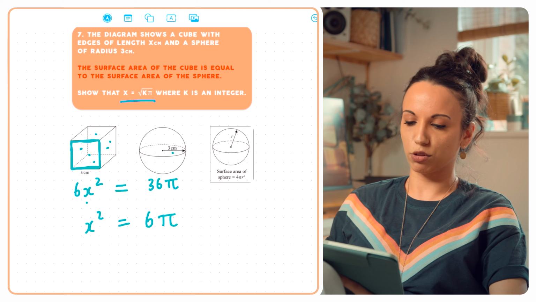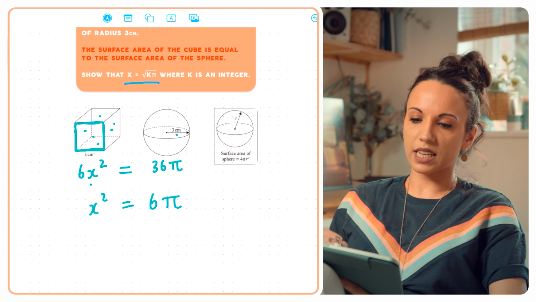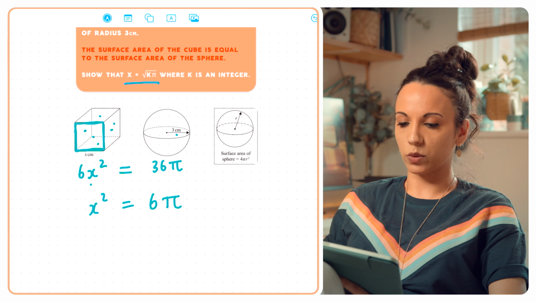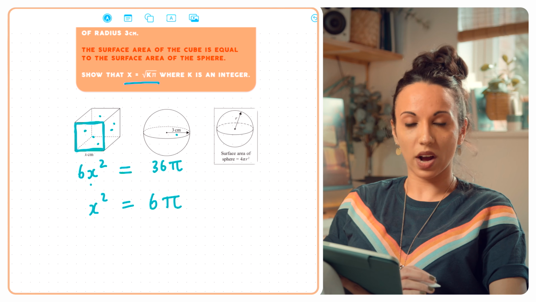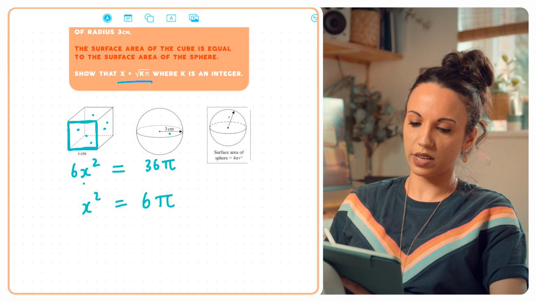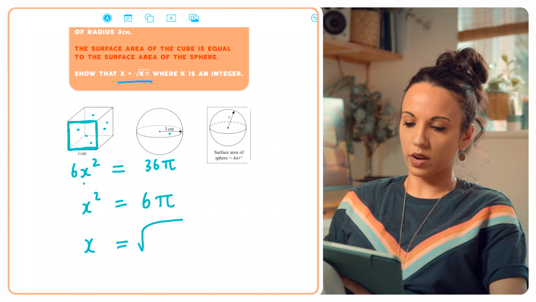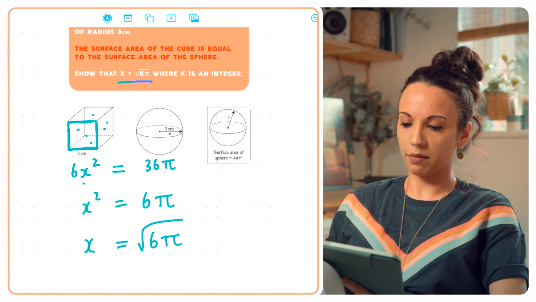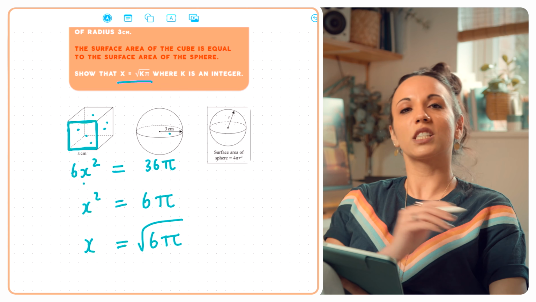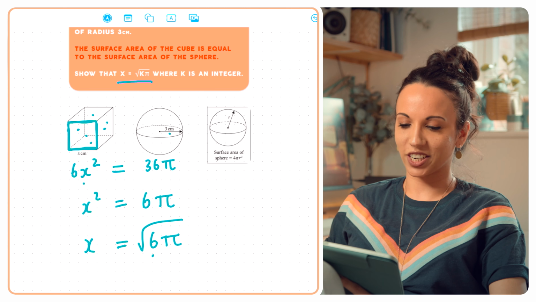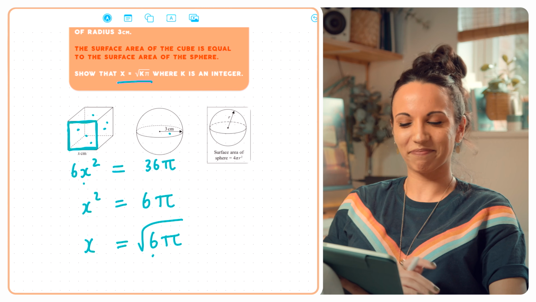Okay, we're looking better already, but we've got one more step to do. Our equation at the moment says x squared equals 6 pi, but we want to show what x equals. So all we have to do is take the square root. So x equals the square root of 6 pi. And now that does look suspiciously like the thing we were aiming for, where k is indeed an integer, and it is the integer 6.